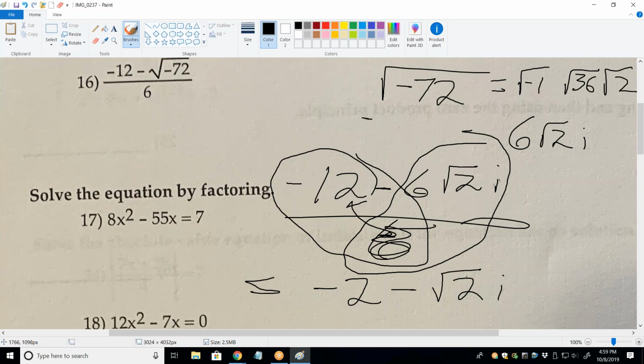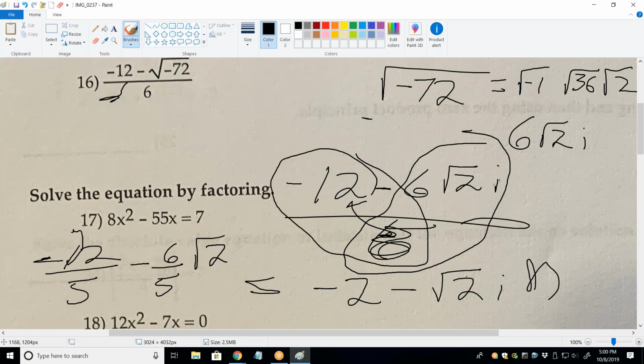You see what I'm saying? In other words, the answer would be minus 12 fifths minus 6 fifths times root 2i. That would be my final answer if that denominator was a 5. So you always have to split it up into two fractions, even if it doesn't divide evenly, in order to get it into a plus bi format.